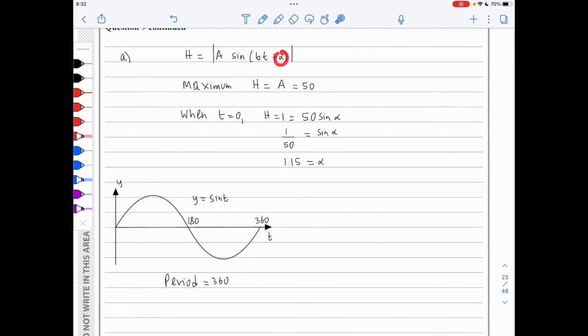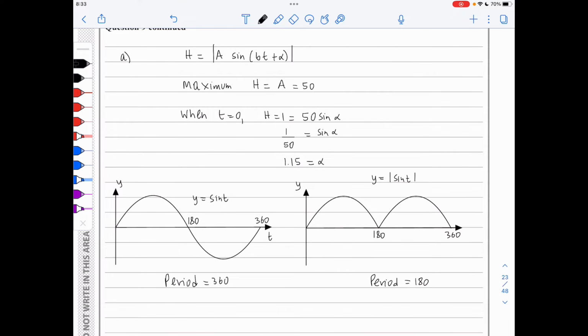The alpha is just a translation to the left, so it's not affecting the period. The only thing that's affecting the period is the B here and also the modulus sign. So it will make sense to actually draw the modulus of sine t next to the sine t to see how the period is affected. And we see that the part of the curve that was below the t-axis is now appearing above. So it is now repeating every 180 degrees, and therefore the period is 180 degrees.